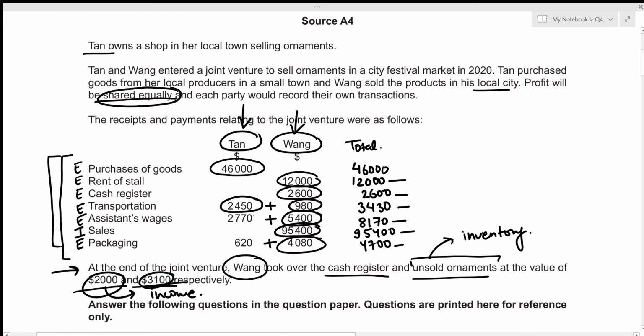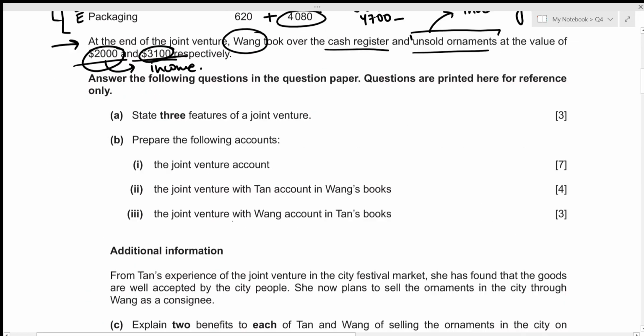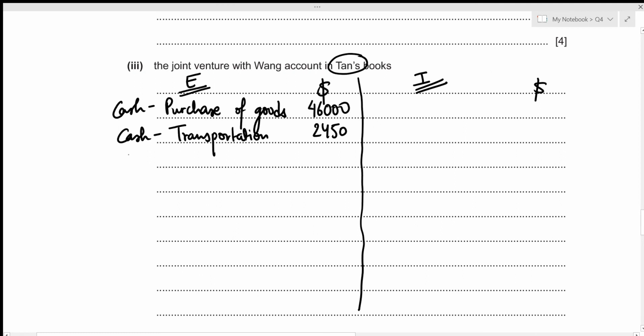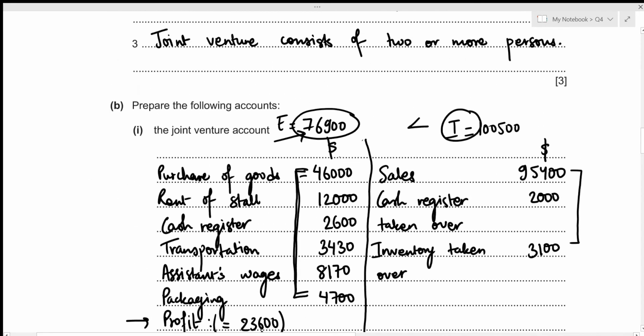Okay, the third one is the amount of 2,770 relating to assistance wages, which is again an expense. So this must be recorded on the debit side as well. Let's do that. So cash is being paid for assistance wages, and this amounted to 2,770. Let's have a look at the above information again.